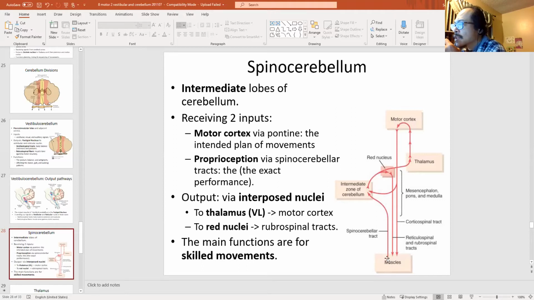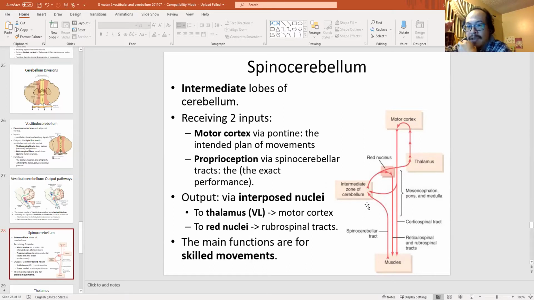The proprioception goes through the spinal cord and enters the intermediate lobe of the cerebellum. So it receives input from the motor cortex, so this region knows what the brain wants. It also receives signal from the proprioception, so this region knows what is being performed. And so this is the center to compare the plan and what is being done.